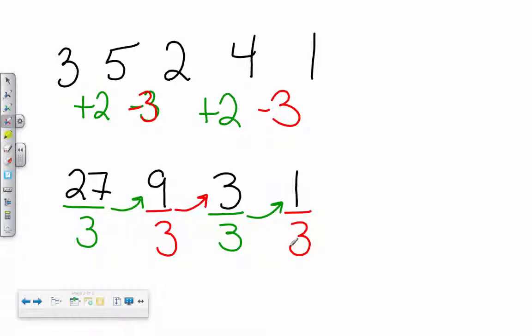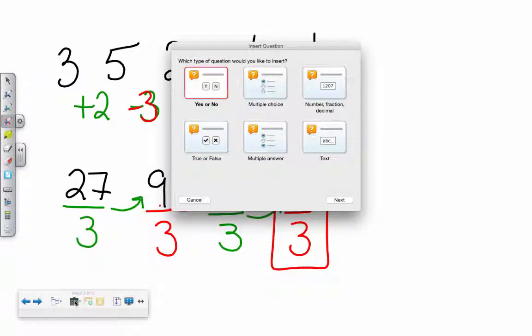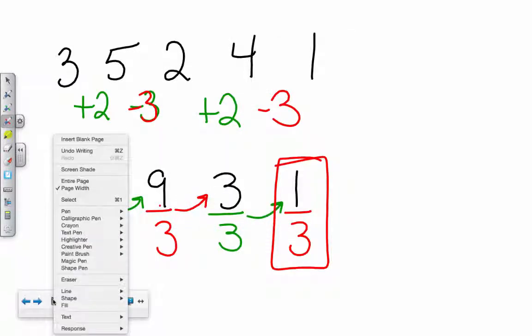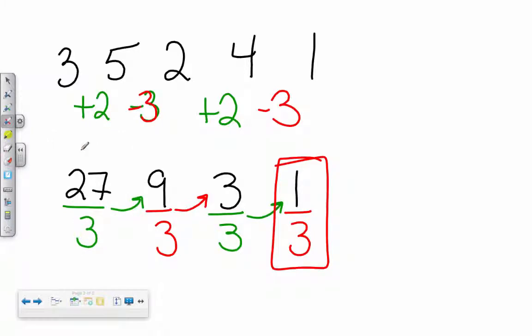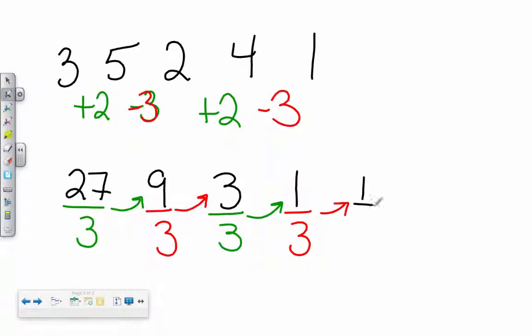It would be 1 over 3. It's a fraction. We can go into fractions. 27 divided by 3 is 9. 9 divided by 3 is 3. 3 divided by 3 is 1. 1 divided by 3 is 1/3. So the next number in line would be 1/3. We're going to keep going on with 1/3.